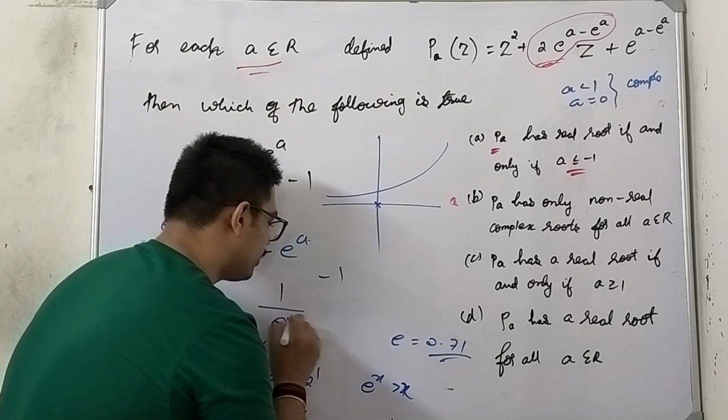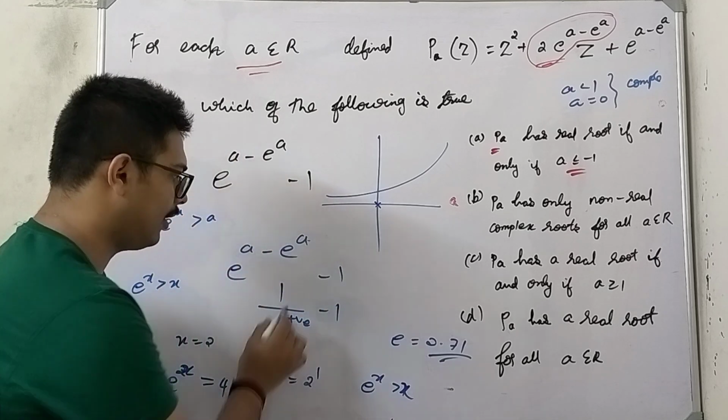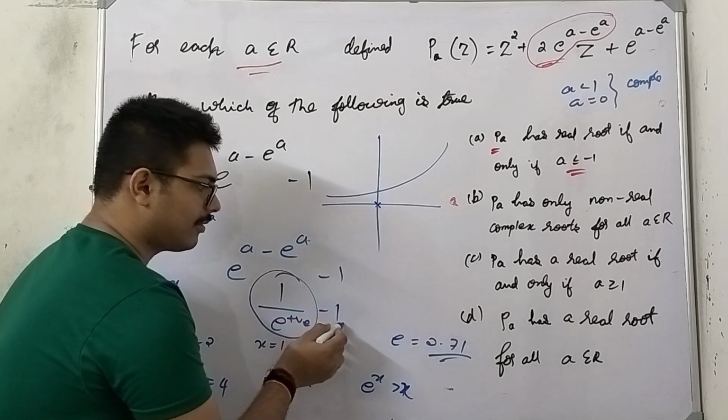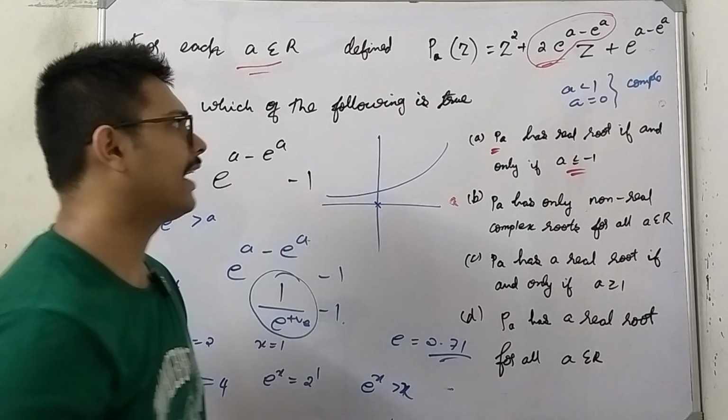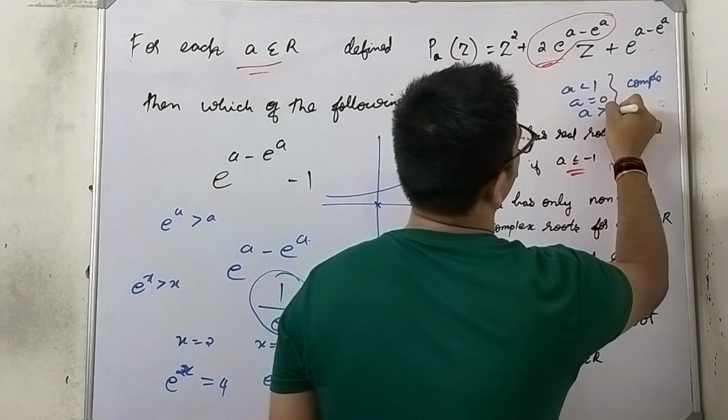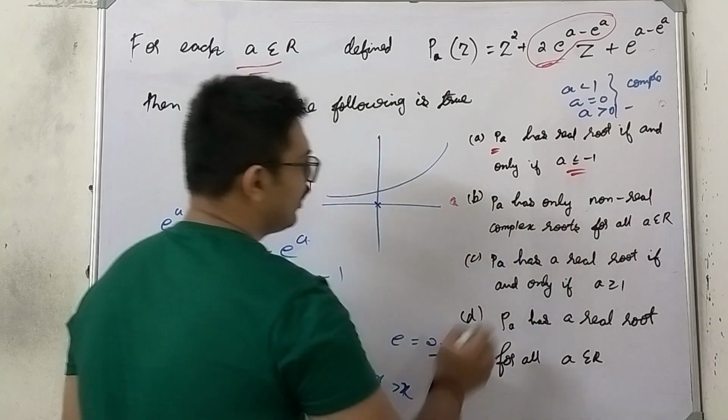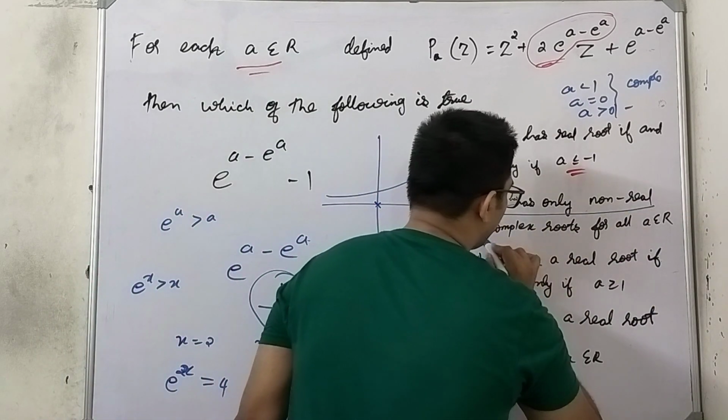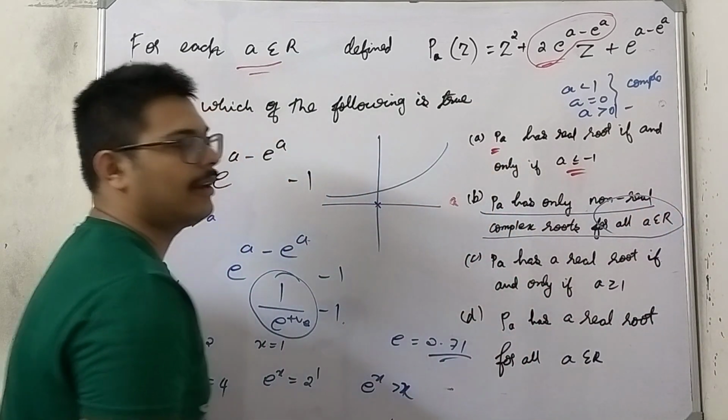1 by e raised to a positive power minus 1 will be less than 1, and when you subtract 1 it will always be negative, which means if a is greater than 0 also, this will be complex, which means P of a has only non-real complex roots for all a an element of the real numbers.